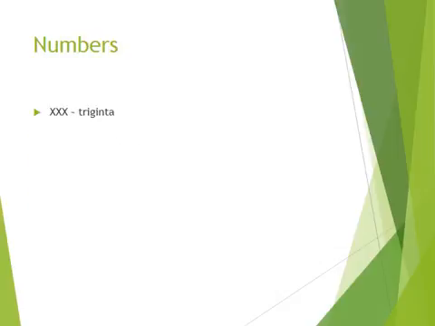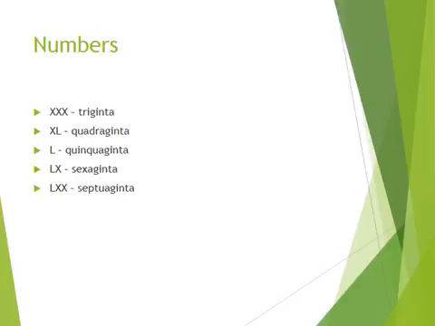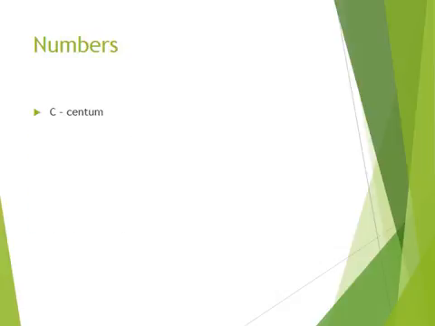I'm not going to do all the numbers, but triginta and then triple X would be 30. XL, 10 from 50, is quadraginta or 40. L is representing 50 or quinquaginta. L plus an X, sexaginta. Then septuaginta for 70. Octoginta for 80. Nonaginta for 90. And centum, which is represented by the letter C, is 100. D is quingenti, which is 500, and M is mille.